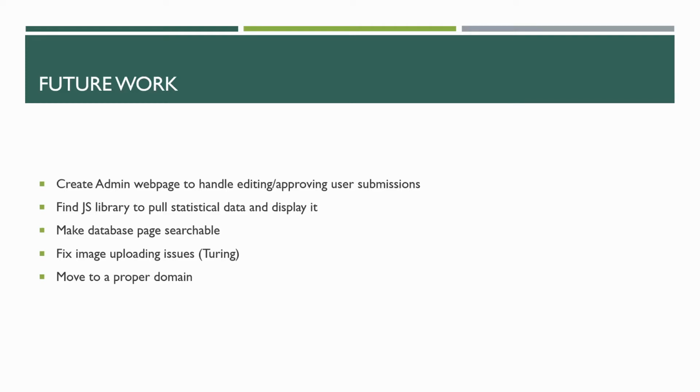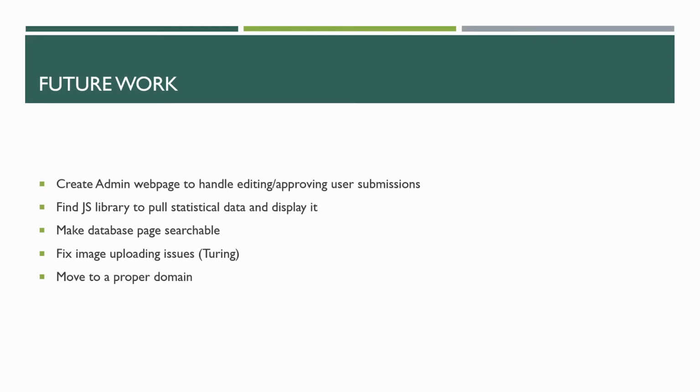I want to find a JavaScript library to pull statistical data and display it in a nice, friendly way. I didn't have time to explore any libraries or learn how to use them. I want to make the database page searchable, because right now it's just listing off the stuff in a row. There's no way to filter through plants by letter or location. It's not a big deal right now because there's only 5 or 8 plants or so, but as it expands, it's going to have to be easier to navigate.